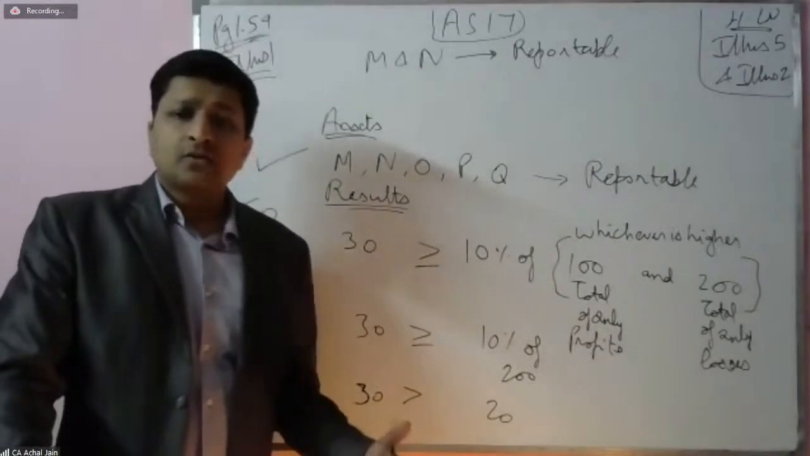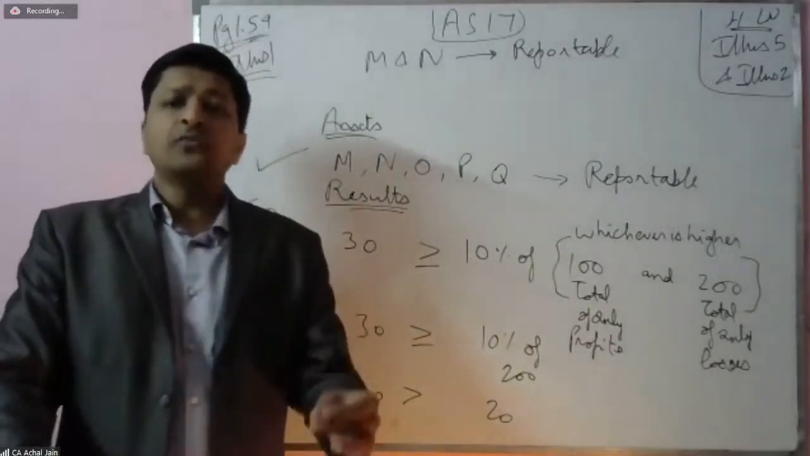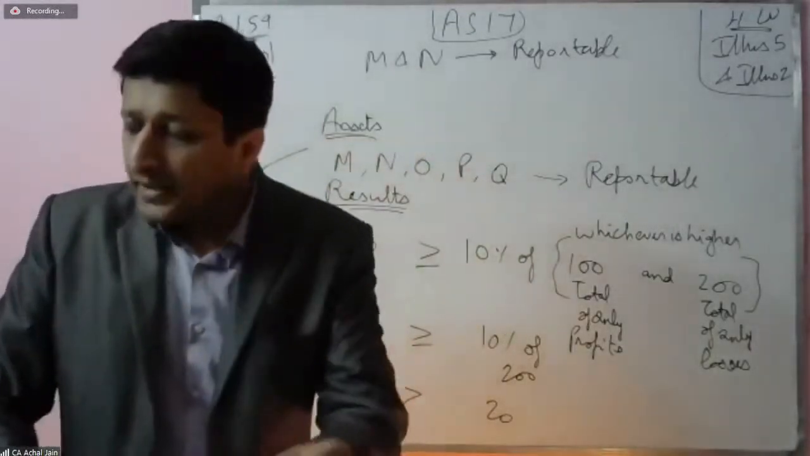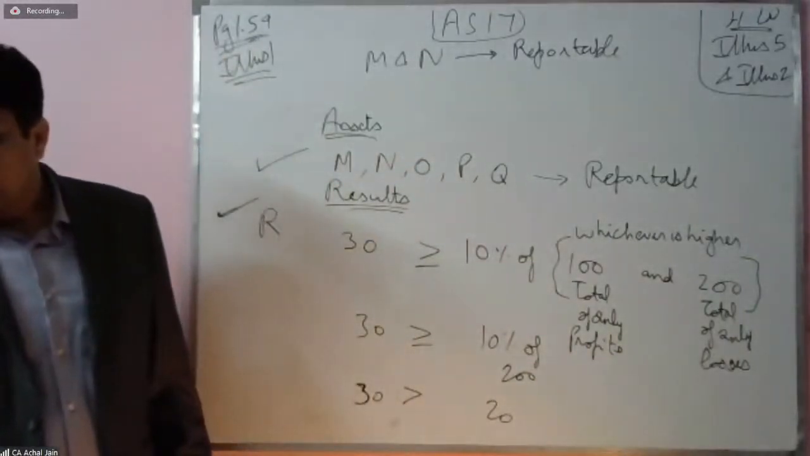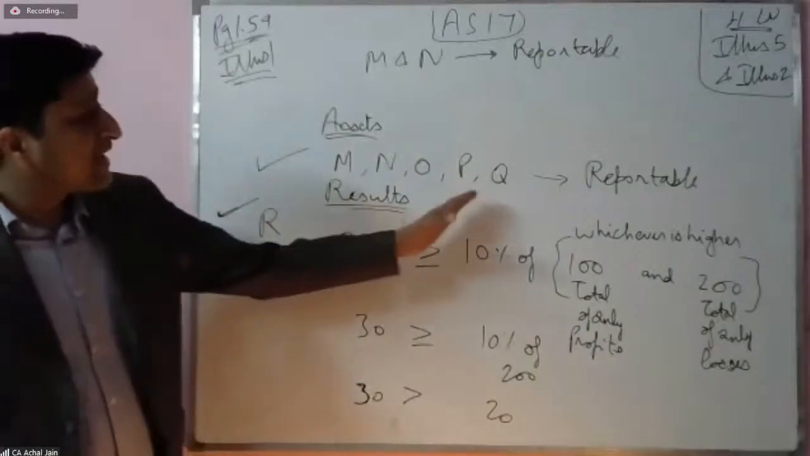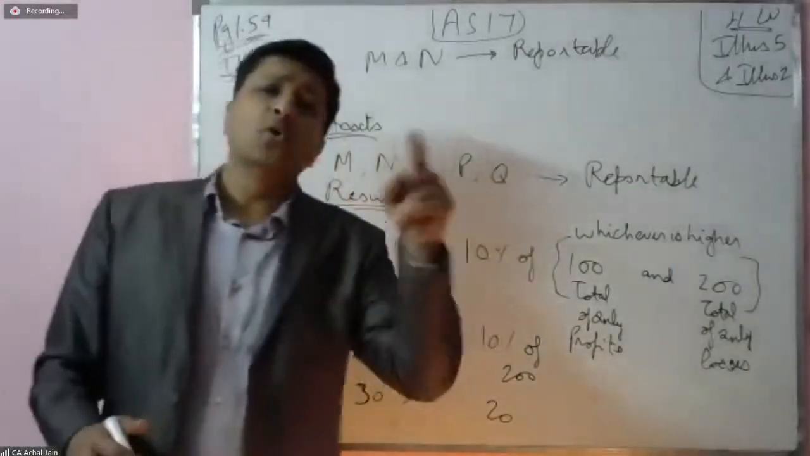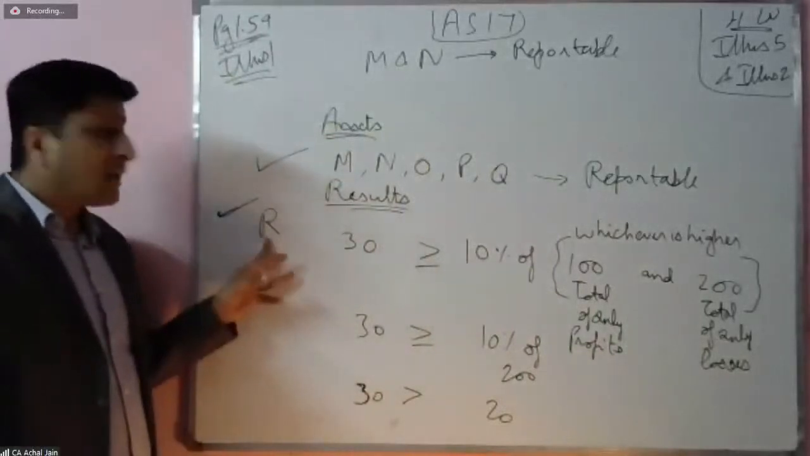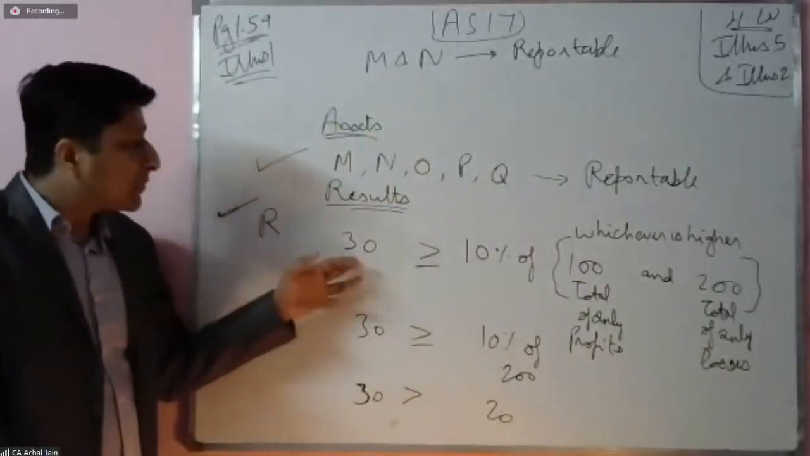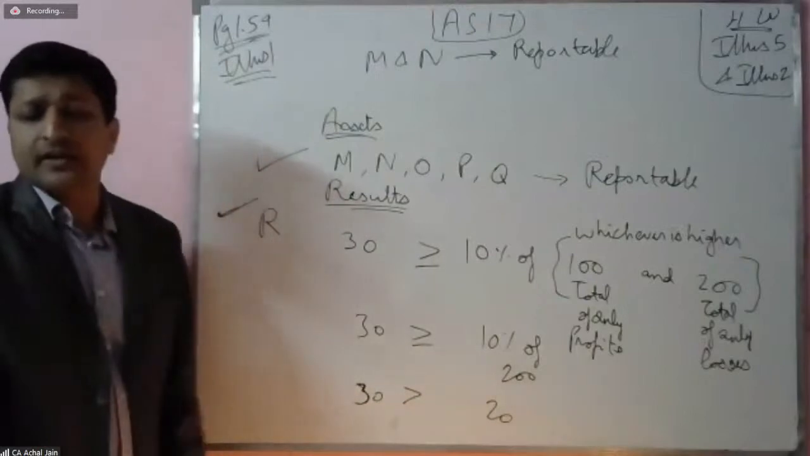Clear? So now what do we have? What do we find? We find that all the segments become reportable. These 5 segments became reportable on the basis of assets criteria, and R, which was left out, became reportable on the basis of results criteria.